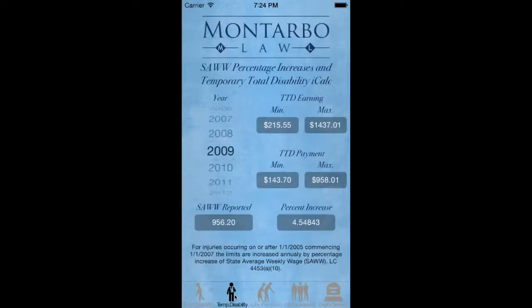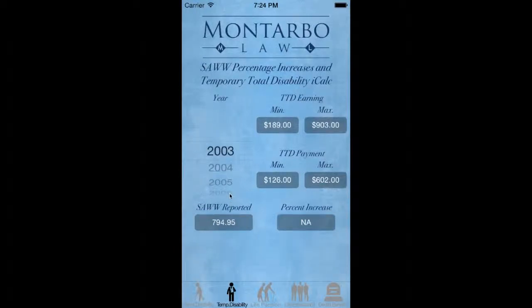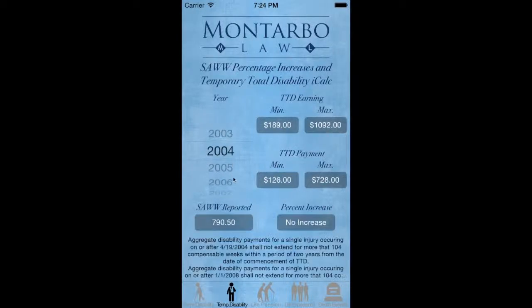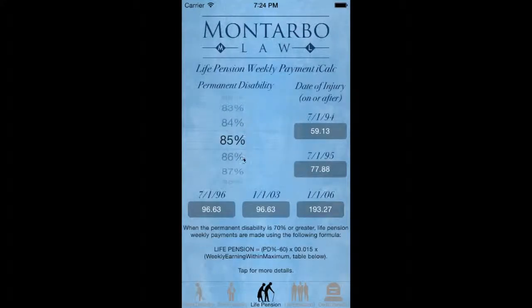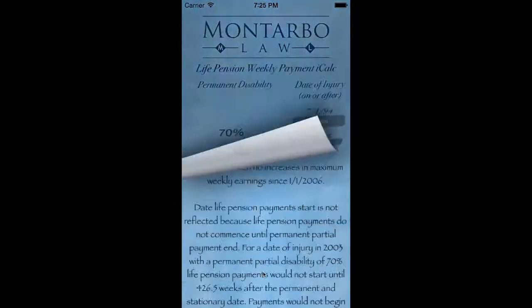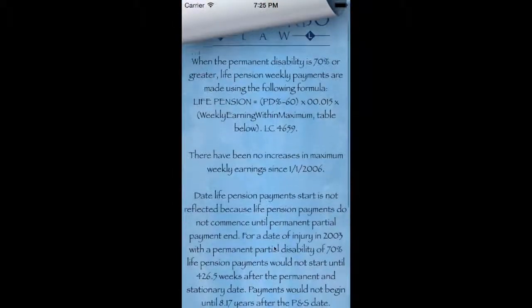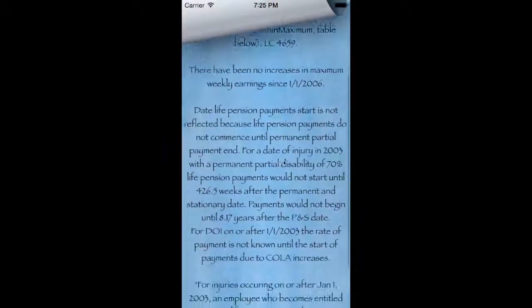Now let's look at TD. Here, the CompCalc provides maximum and minimum TTD earnings, as well as the reported SAWW and percentage increase for a selected calendar year. But there's even more. The CompCalc also handles the calculation of life pensions, providing the appropriate benefit for a given year based on the percentage of the disability selected. Here also, annotations and additional explanations are provided.